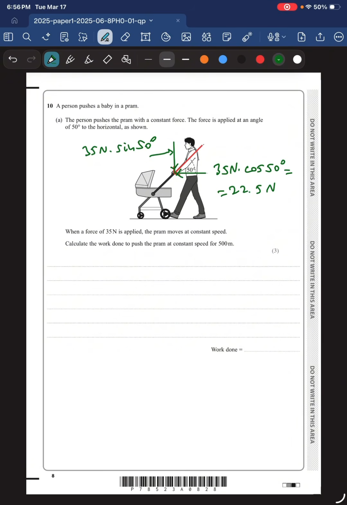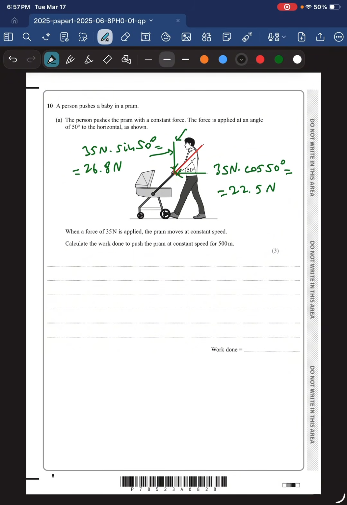The way to tell whether a component involves sine or cosine is the following. The vertical component is a sine, because the vector does not touch the angle 50, whereas the cosine 50 does touch the angle. That's how I remember things. Anyway, this is 26.8 newtons, but work is only done by forces that move in the same direction as the displacement. So the vertical component of the force doesn't produce work.